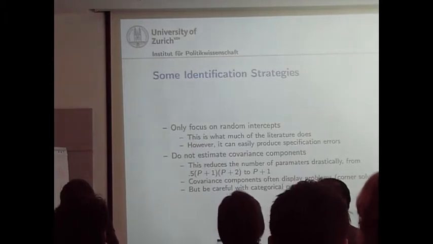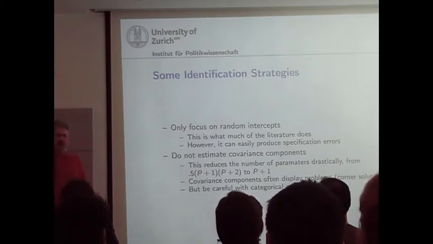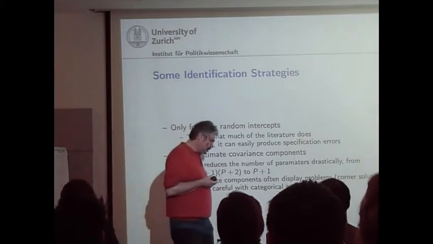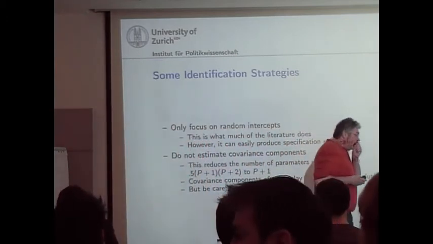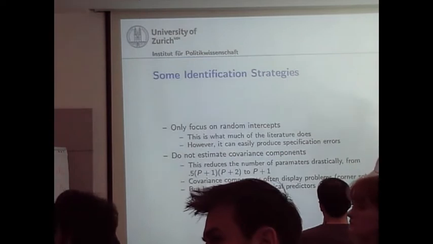The other strategy that I see a lot is that people just don't estimate covariance components between slopes and intercepts. That's what I opted for, that's what I ended up with.